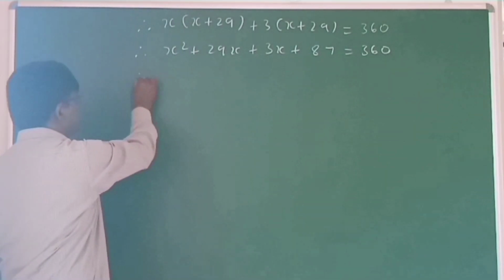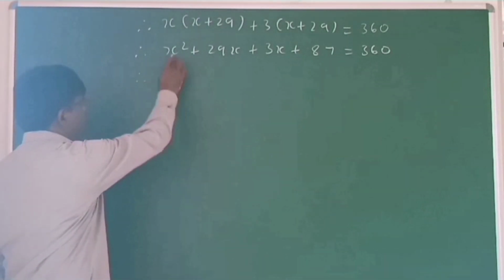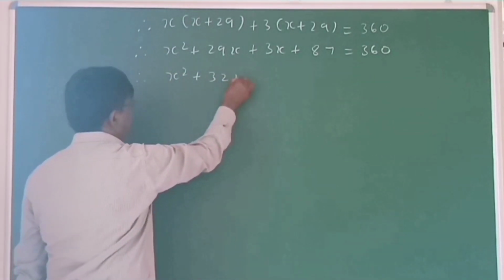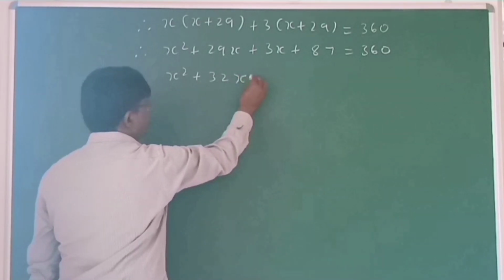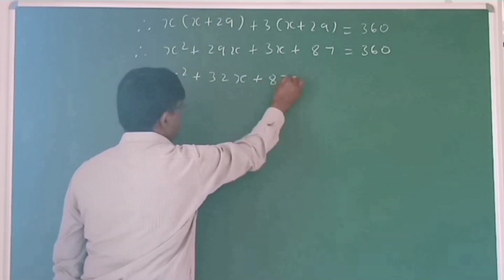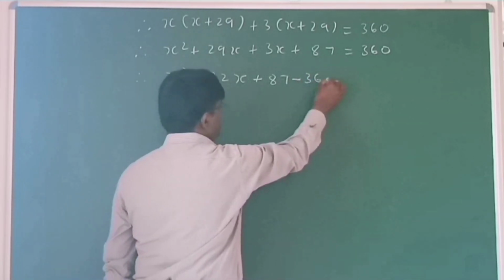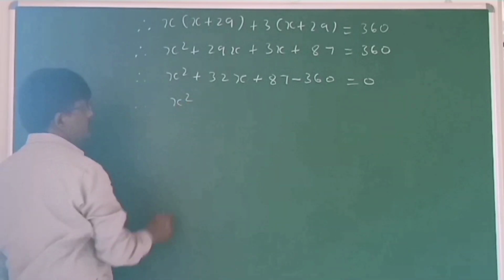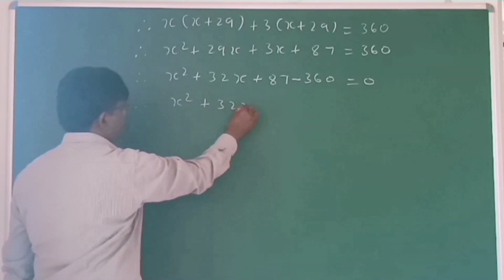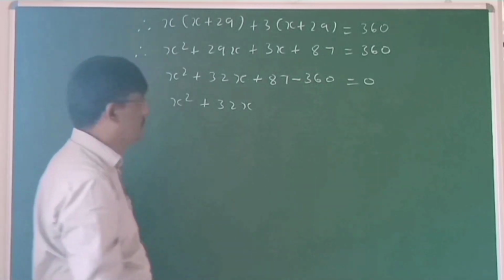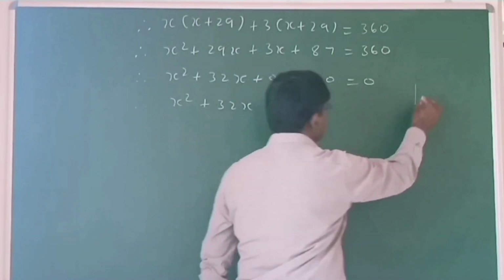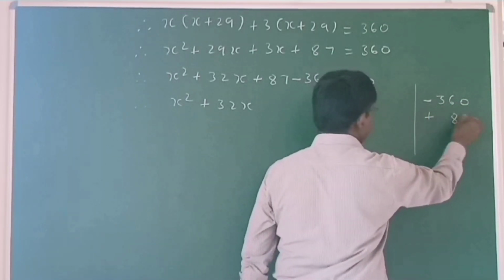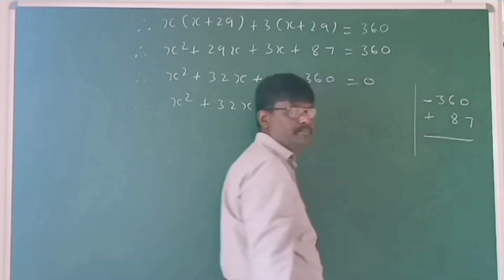Therefore, let us simplify this. x square, 29 plus 3 is what? 32x, plus 87 minus 360 equal to 0. Therefore, x square plus 32x. Okay, children. Now, minus 360 plus 87. 10 minus 7, 3.